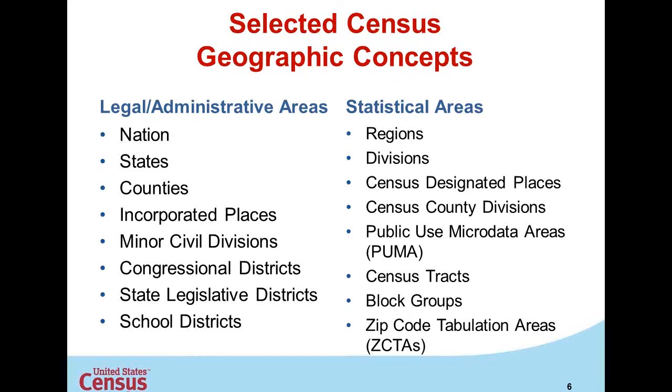Legal and administrative areas have legally described boundaries and may provide governmental services or may be used to administer programs, while statistical geographic areas are defined primarily for data tabulation and presentation purposes. And here's a list of a few examples of both types of areas.